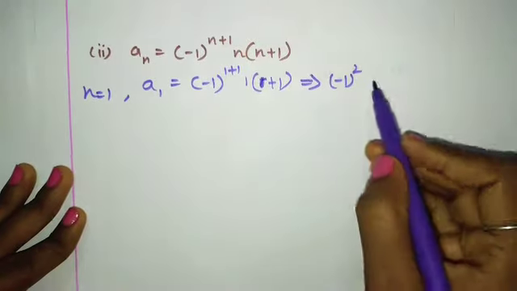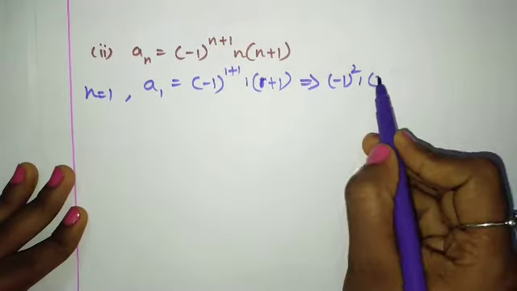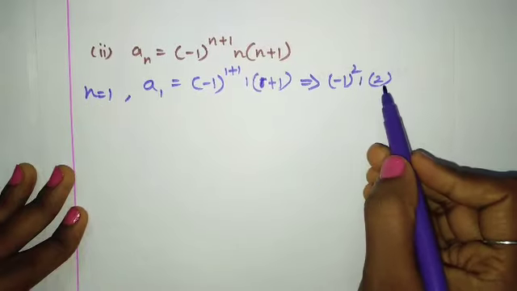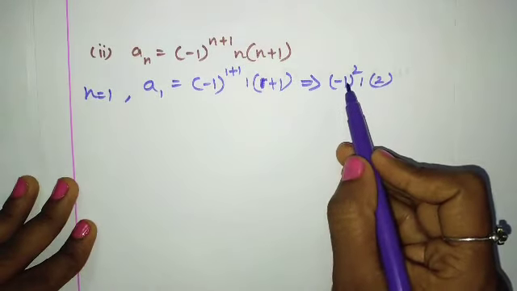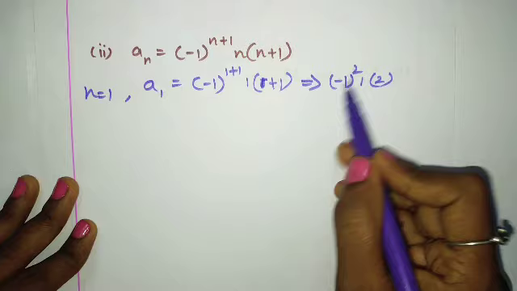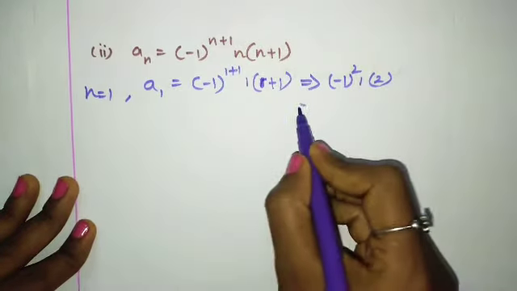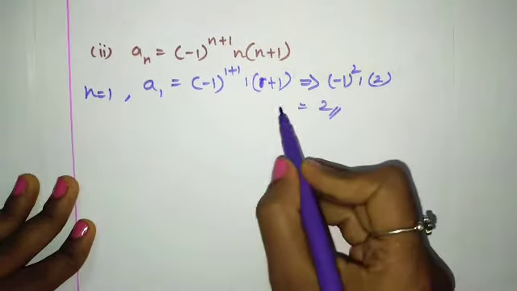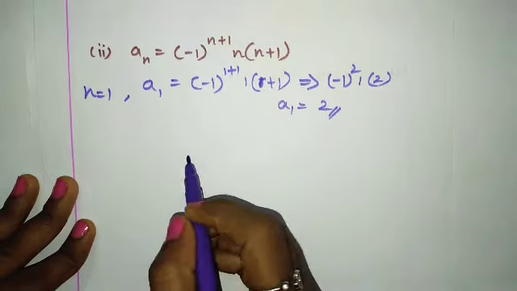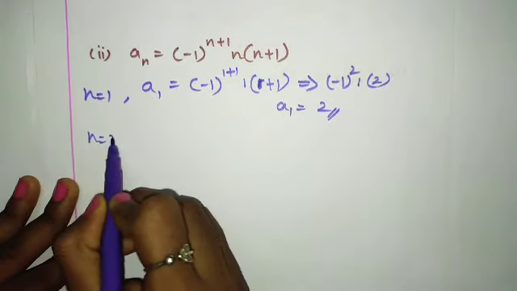1 plus 1 is 2. 1 into 1 plus 1 is 2 again. So 2 ones are 2. Again minus 1 into minus 1 is 1. Minus minus get cancelled. So your answer is 2. So your A1 is 2, the first term. Now second term, n is equal to 2.